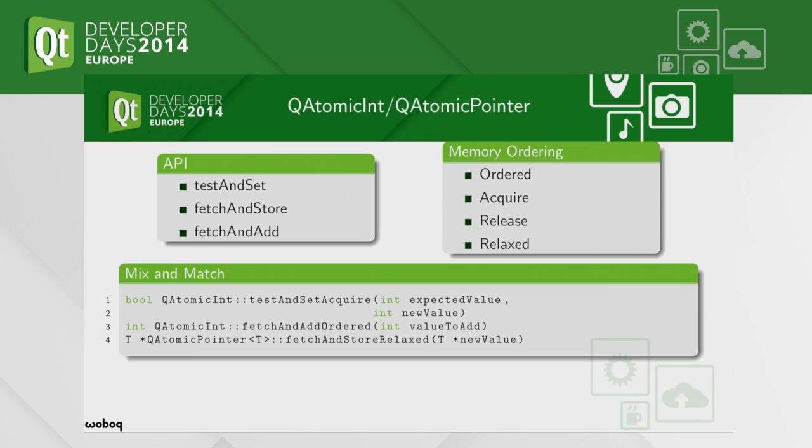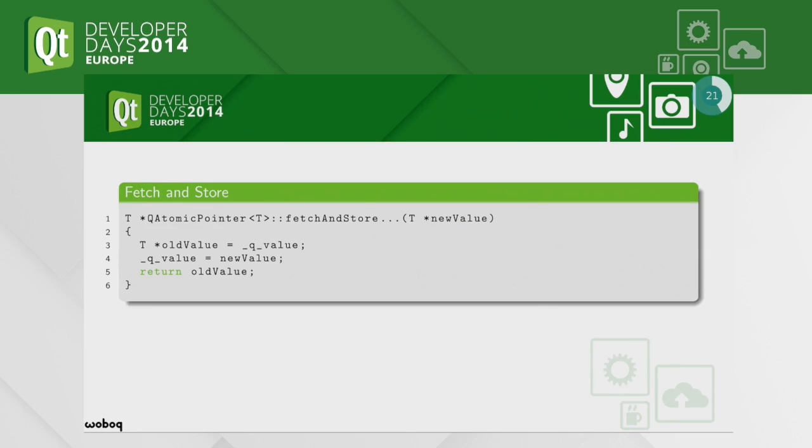So yes, those are our weapons for lock-free programming. It's the QAtomic APIs. All the functions can be mixed and matched with what we are going to do, and some memory ordering. So you have, for example, test and set. You have test and set acquire, test and set release, test and set ordered, and such. Let's go and describe the more important functions here.